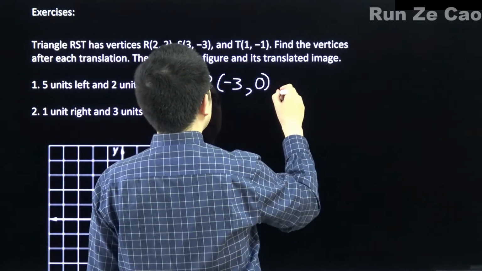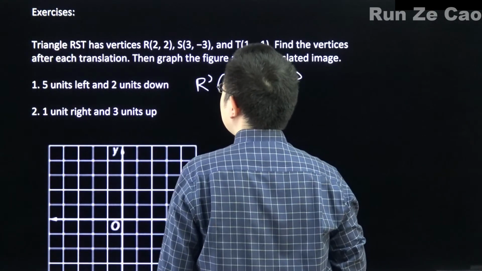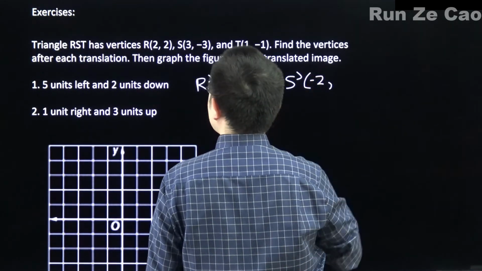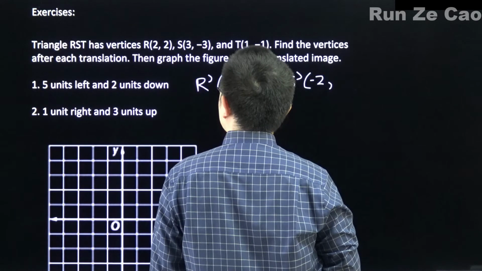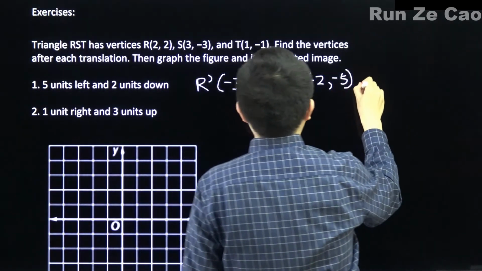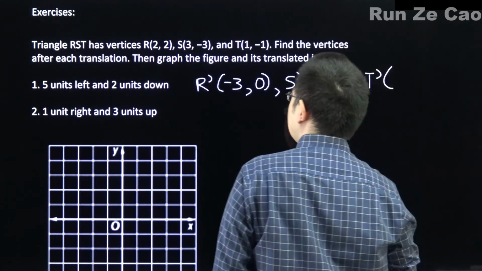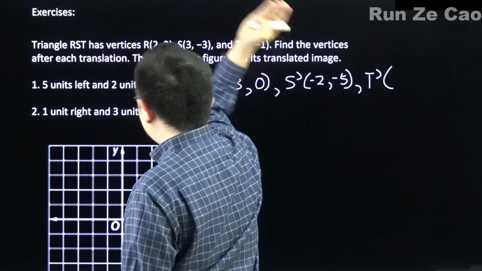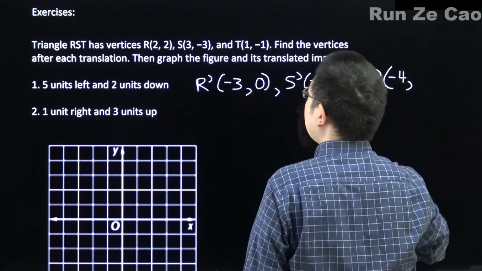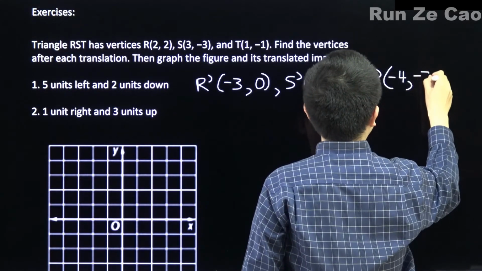And S prime, from 3, 5 units left gives us negative 2. And 2 units down is negative 3 minus 2, or negative 5. And T prime gives us 1, and 5 units left from 1 is 1 minus 5, or negative 4. And negative 1 minus 2, so down 2 units, is negative 3.